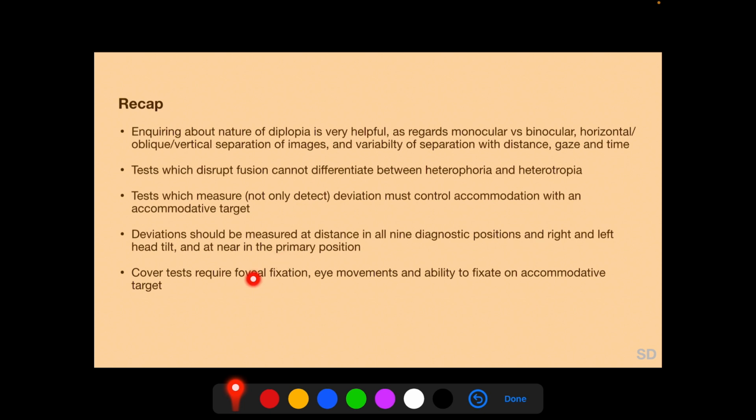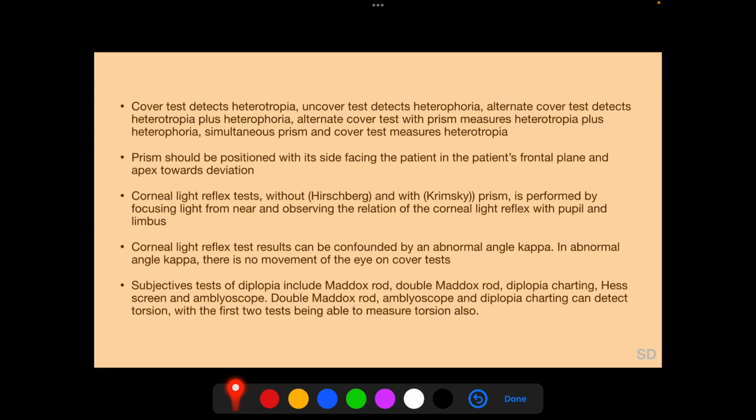Cover tests require foveal fixation, eye movements, and ability to fixate on an accommodative target. Cover test detects heterotropia, uncover test detects heterophoria, alternate cover test detects heterotropia plus heterophoria, alternate cover test with prism measures heterotropia plus heterophoria, and simultaneous prism and cover test measures heterotropia. Prism should be positioned with its side facing the patient in the patient's frontal plane and with the apex of the prism towards the deviation.